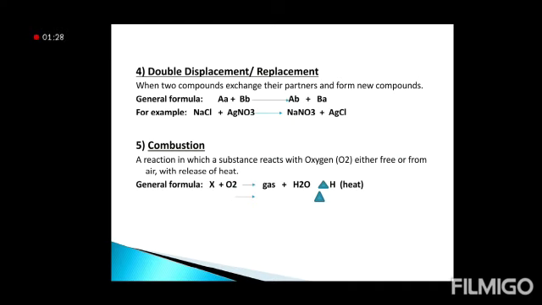General formula, X, which can be any element, plus oxygen arrow gas plus water with the release of heat. Example, burning of methane or combustion of methane resulting in the formation of carbon dioxide and water. And delta H means the heat energy that is released during this reaction.